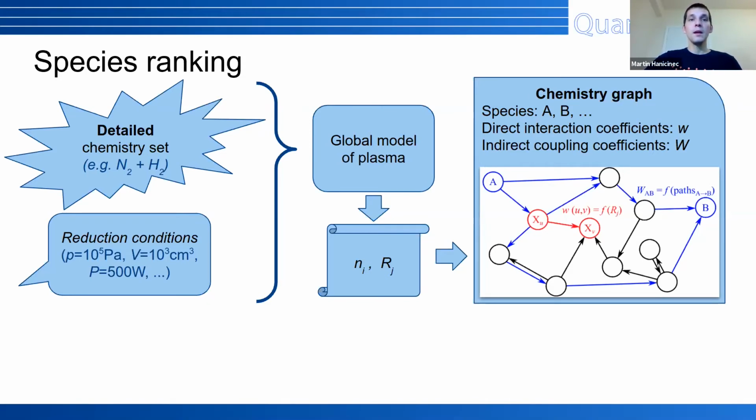But of course, species influence each other also if they do not share any reactions together. Therefore, we need to define indirect coupling coefficients. These are defined for each two species, and they are functions of all the paths leading from one to another.